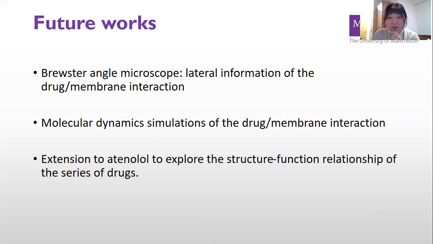Now, some future work to talk about. As I said before, we are going to use Brewster angle microscopy to obtain some lateral information of the drug membrane interaction. And we also plan to do some molecular dynamics simulations of the drug membrane interaction as a complement to the experimental data. And we also want to extend our study to another beta blocker, atenolol hydrochloride, to explore the structure-function relationship of a series of beta blockers.